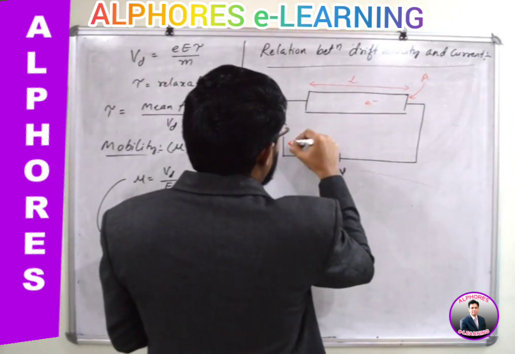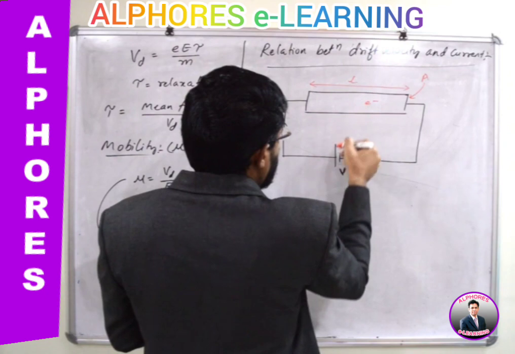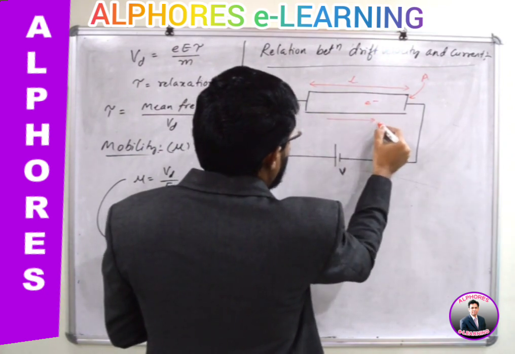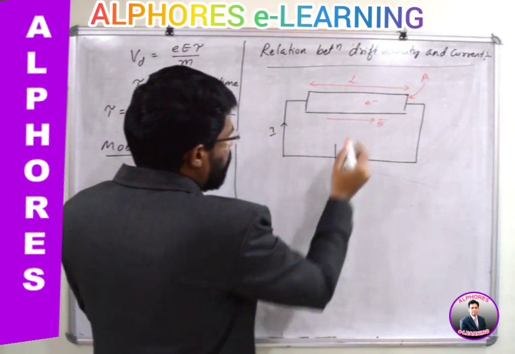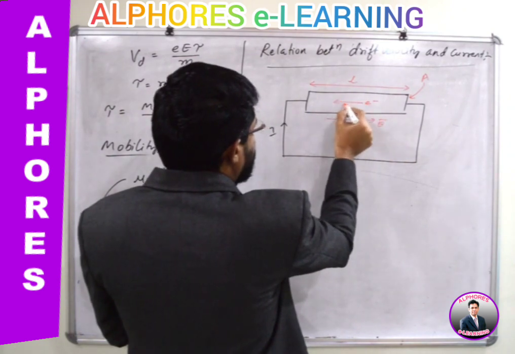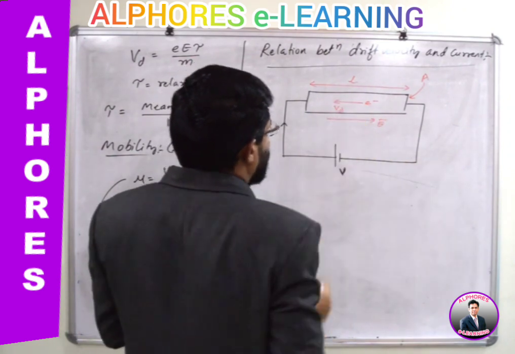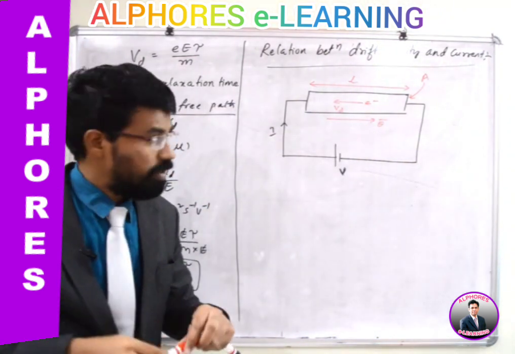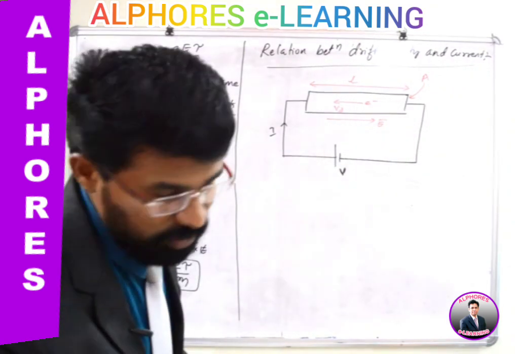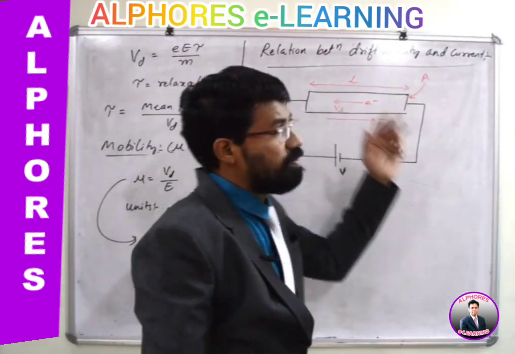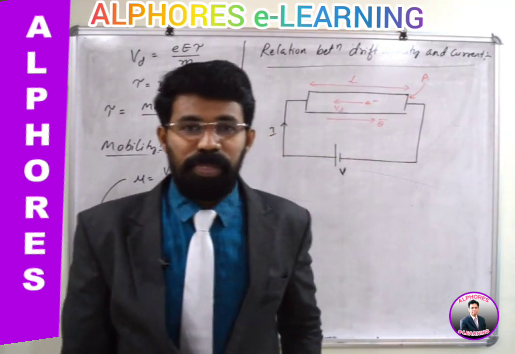Electrons will be moving. If this is the conventional direction taken, or if this is the electric field direction, electrons will move in the opposite direction with a velocity equal to what? Drift velocity, isn't it? So these details are sufficient. Let us proceed. What I am trying to do? I am trying to derive a relation between drift velocity and current.